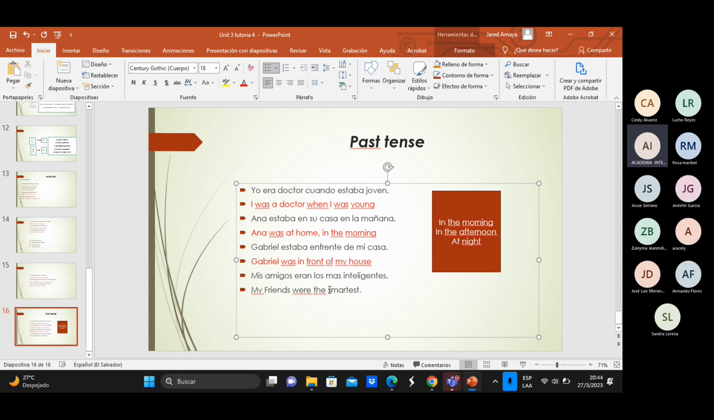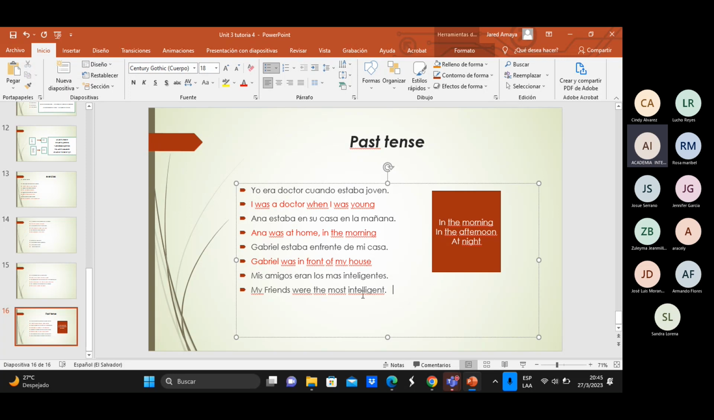Ahora, la forma en la que yo lo recomendaría que lo hicieran ahorita es esta. My friends were the most, como usted lo dijo, the most intelligent. Así. The most intelligent. Porque con este adjetivo sí puedo utilizar the most. Con el adjetivo smart no puedo utilizar the most. Solo puedo agregarle como EST. Smartest. Los más inteligentes. Si digo smarter, es como más inteligente que. Es otro tema, ¿verdad? Ese es otro tema.